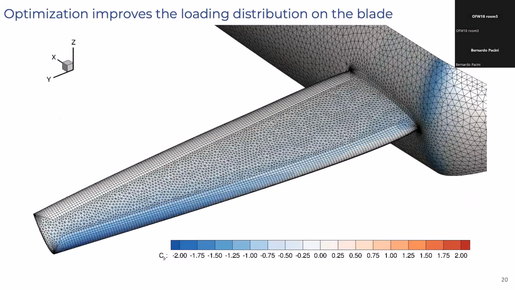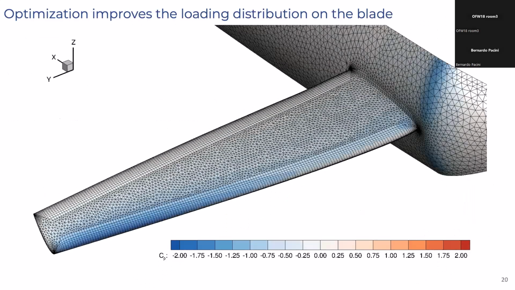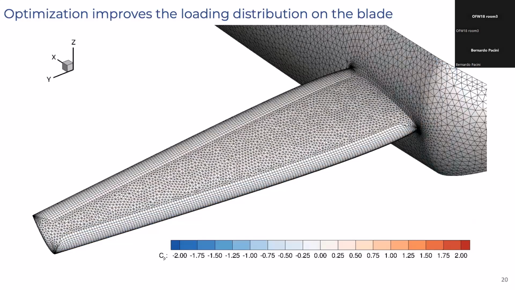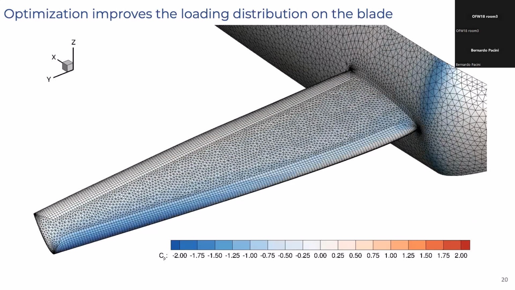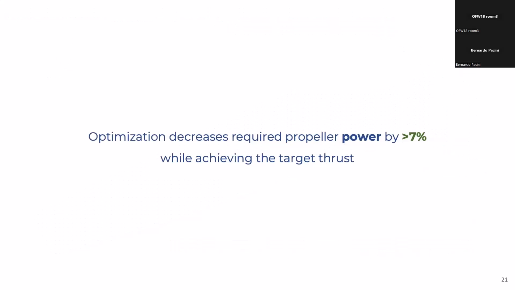And what we find in this animation of the optimization is that the loading goes from being concentrated at the tip to more smoothed out over the blade, as you would expect from a more efficient design. So ultimately, this optimization helped us decrease the required propeller power by over 7% while still achieving that target thrust.